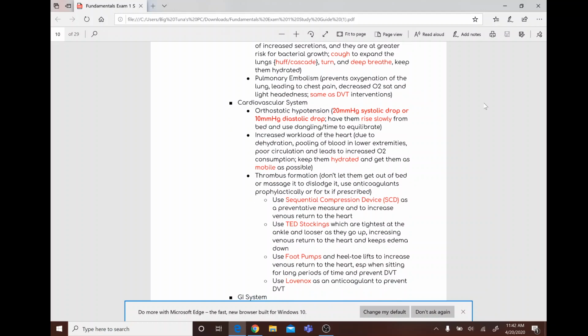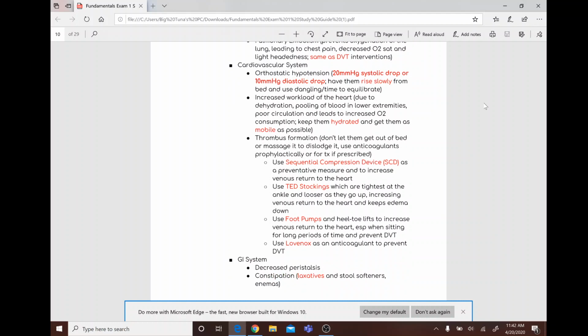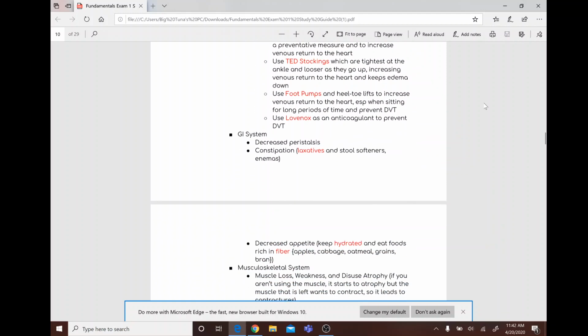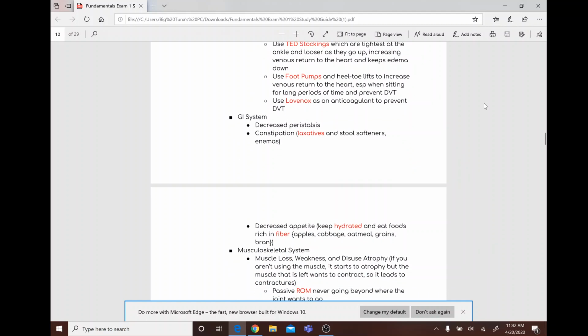How are we going to deal with thrombus formation? Sequential compression devices, TED stockings, foot pumps, and Lovenox. What are some things that happen to the GI system because of immobility? Decreased peristalsis, constipation, decreased appetite.